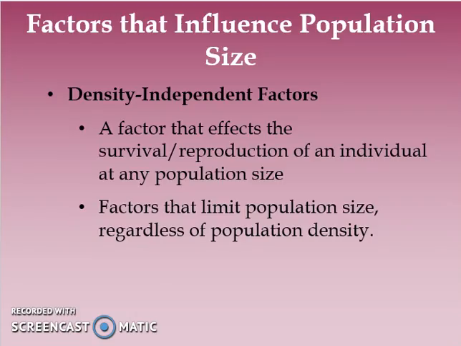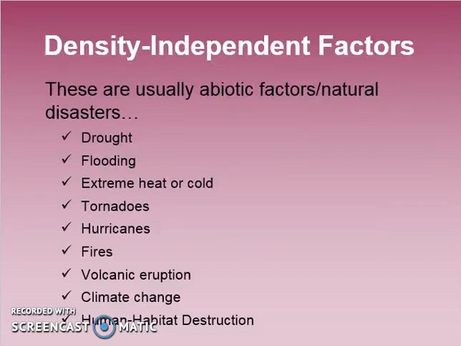Density independent factors are factors that would affect the organism or its survival no matter what the population density is. So it doesn't matter if there's 1 of me or 100 of me, I'm in trouble. And these are usually natural disasters. These are natural abiotic disasters, things like droughts, floods, extreme heat, tornadoes, hurricanes, forest fires, volcanic eruptions, human habitat destruction.